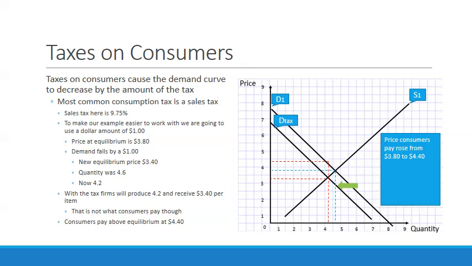So when we break it down over here, the price consumers pay rose from 3.80 to 4.40, so it rose 60 cents. Producers receive $3.40 and total revenue falls. And the quantity falls from 4.6 to 4.4.